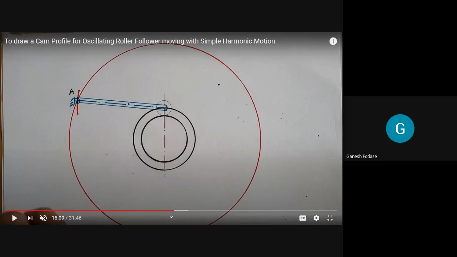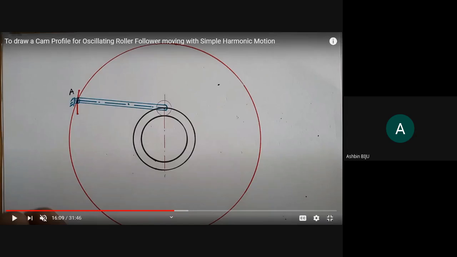Oscillating follower, it is time consuming to draw, but it is very easy. Is it clear? These two distances are clear, and what we have drawn up to here is clear.